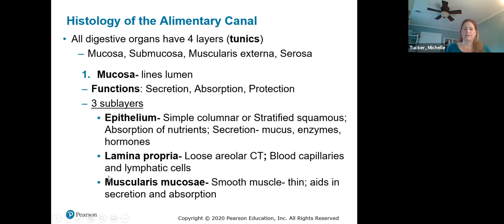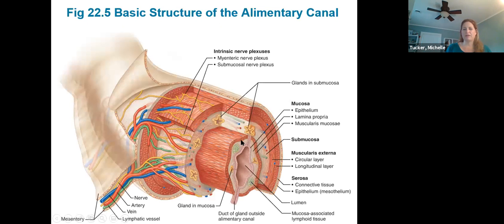Then the third sublayer is the muscularis mucosa. These are smooth muscle cells embedded in the mucosa. The diagram makes this look like a thick layer. It's really not. It's more of a thin scattering of smooth muscle cells, because these aren't involved in movement. They're not going to be involved in peristalsis or segmentation. This muscularis mucosa is involved in aiding secretion and absorption. So it's more a smattering of cells rather than an identifiable layer.